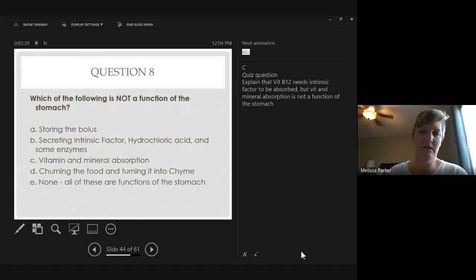Okay, which of the following is not a function of the stomach? So the answer is C, vitamin and mineral absorption. Now, a lot of people will get confused on this one because I talked about the intrinsic factor, which is made inside the stomach, but the absorption doesn't happen in the stomach. Only the intrinsic factor is made in the stomach, and it will travel through the stomach into the duodenum, and then vitamin B can be absorbed, but you have to have that intrinsic factor in order to absorb the vitamin B.